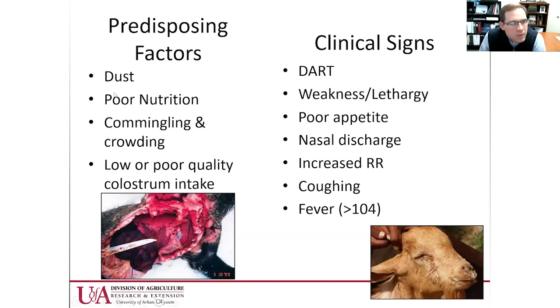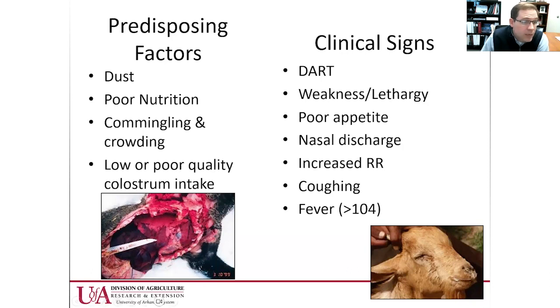Predisposing stress factors that may occur include any sort of respiratory irritant. So I have dust here, but sometimes we're keeping these animals indoors depending on the weather. That could be things like ammonia that builds up when there's a lot of animals kept inside and you don't have good ventilation. So anything that acts as a respiratory irritant can be a predisposing factor.